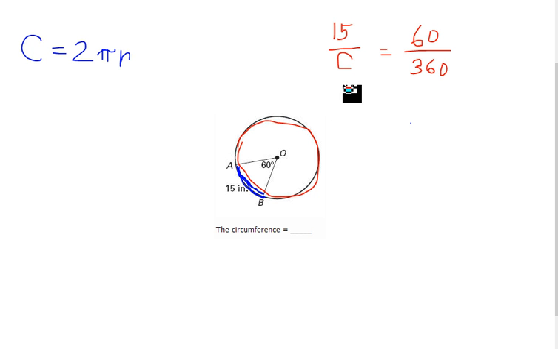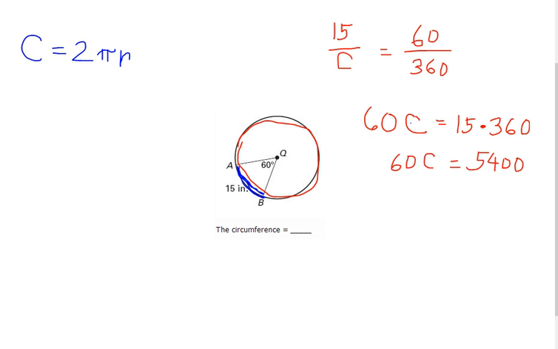When you solve for C, you're just going to do a cross multiplication, and that gives us 60C is equal to 15 times 360. Then we want to simplify the right side of the equation, and that gives us 60C equals 5400.